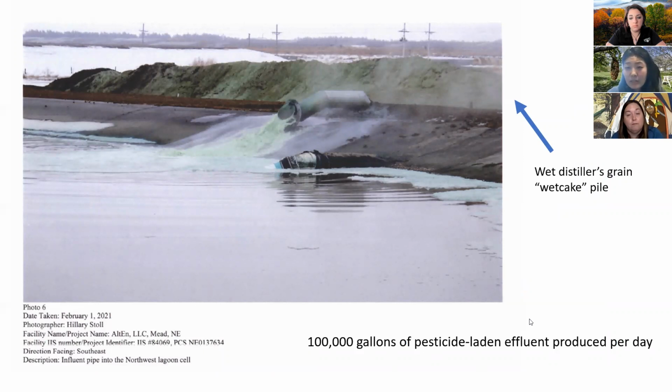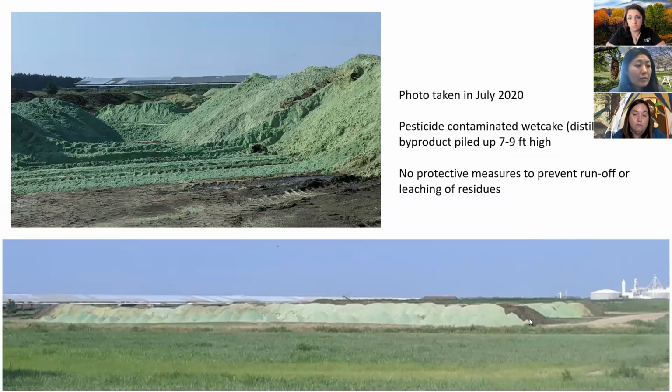But as we started to work with these partners, some of them were working on these public documents and putting public statements in. Others were digging into the public documents available through NDE as well as NDA. And it looks like this site was doing some incredibly unregulated things, including stockpiling the pesticide contaminated waste outside with no protective measures from runoff or leaching.